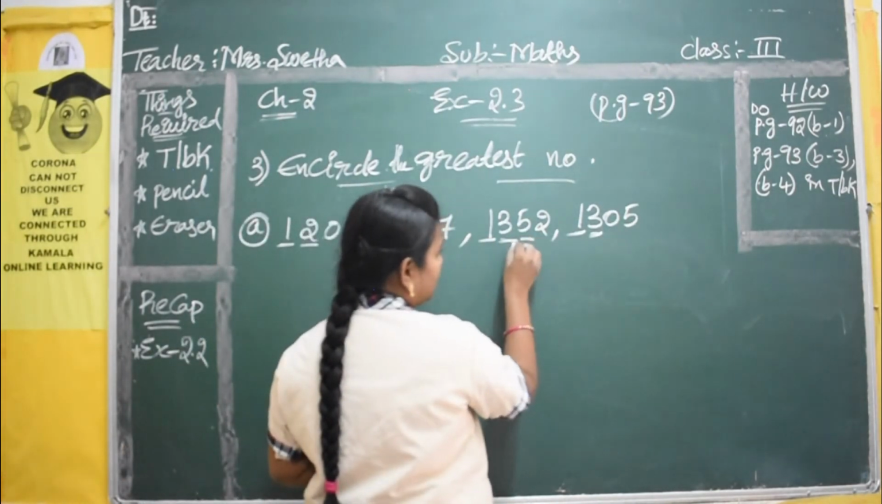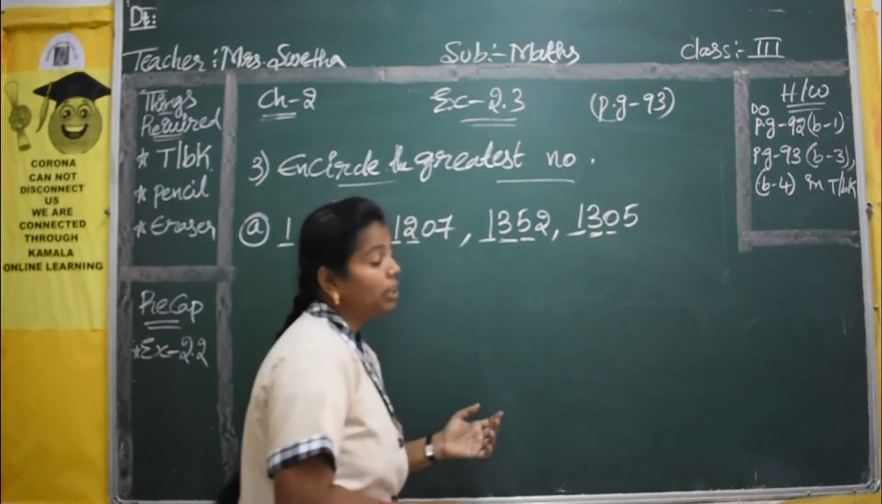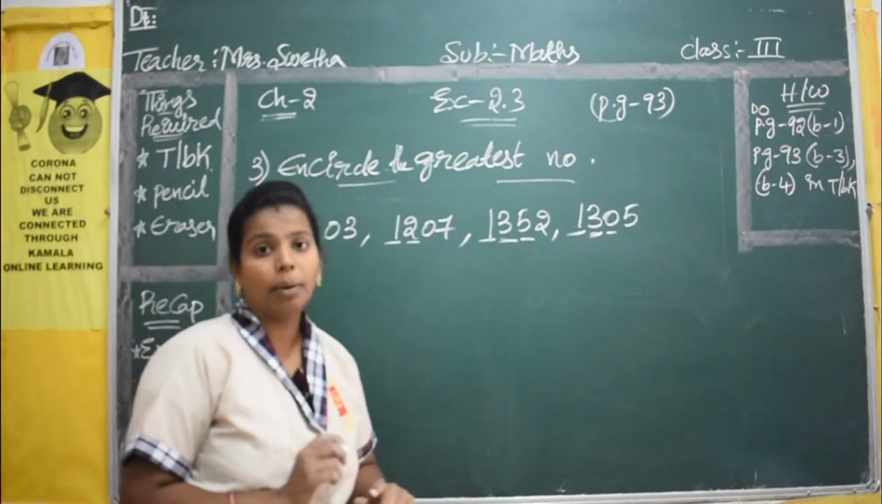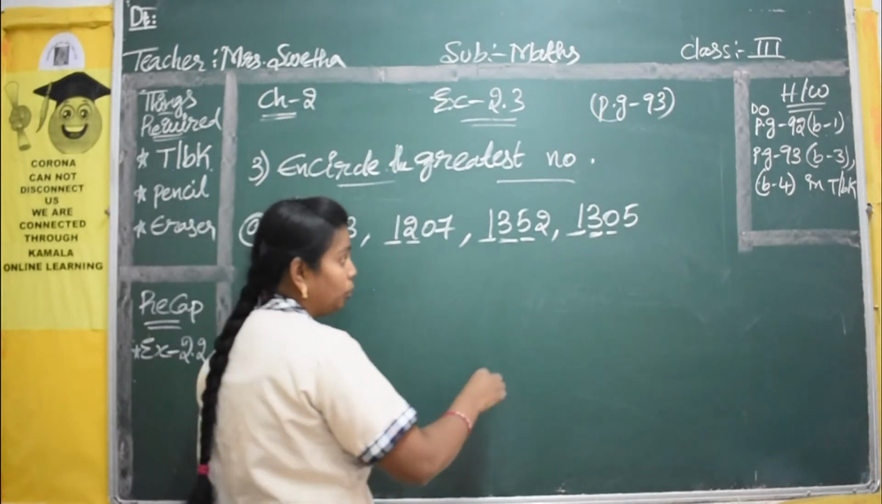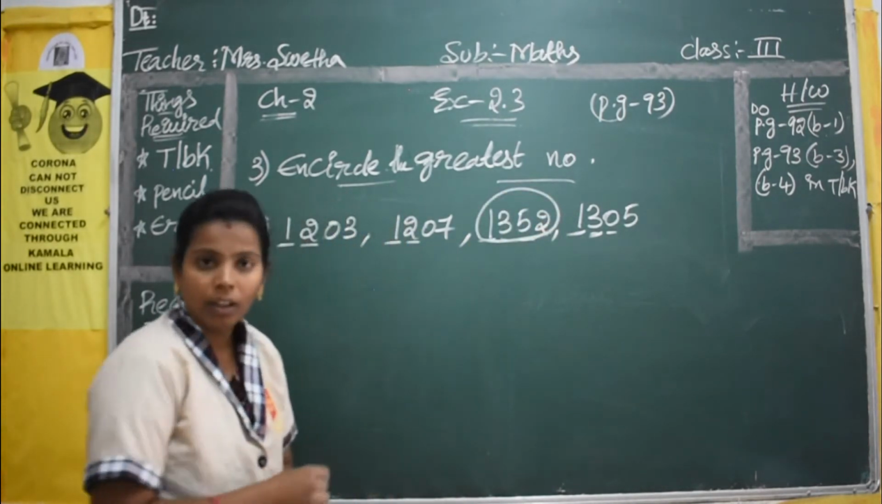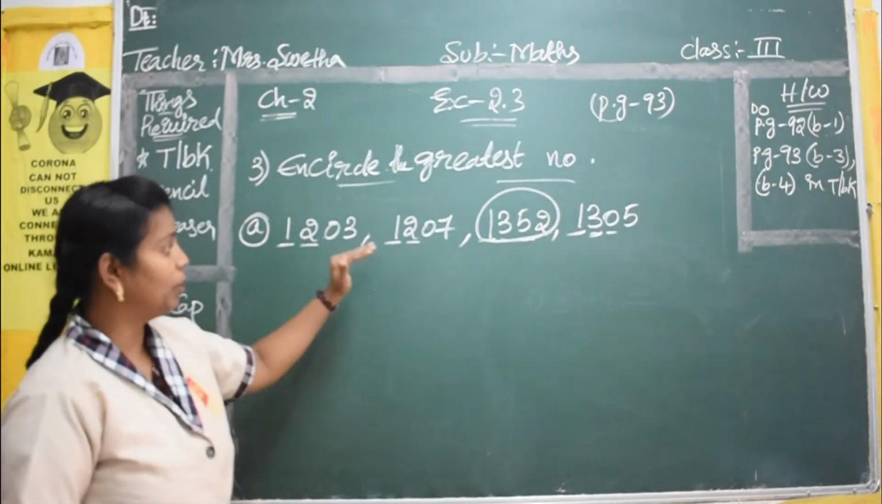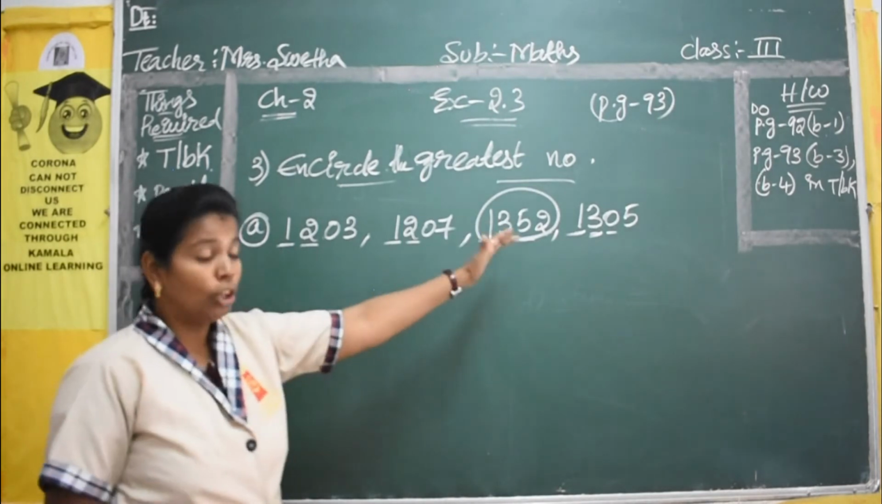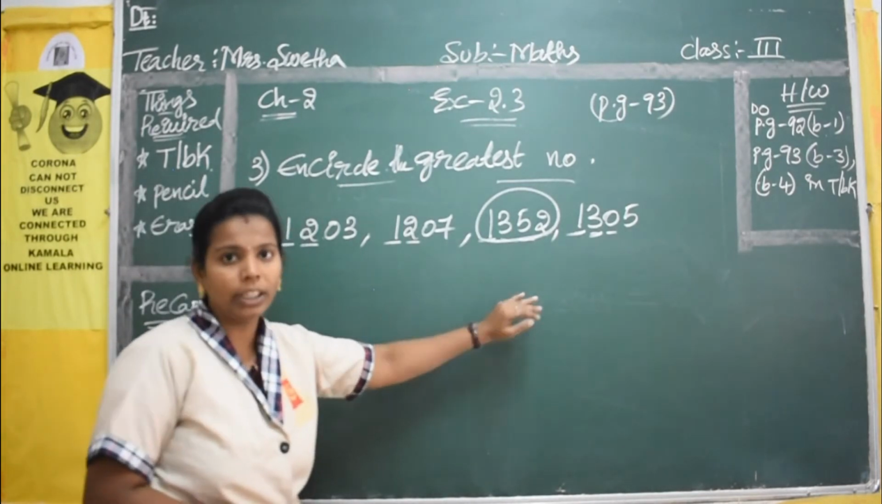Okay, so third digit, 5 and 0. From this 5 and 0, which is the bigger one, the greatest one? Yes, number 5. So what you will do? You have to circle number 5. Okay, so in this first one, 1352 is the greatest number. So you have to circle it in your term book like this.